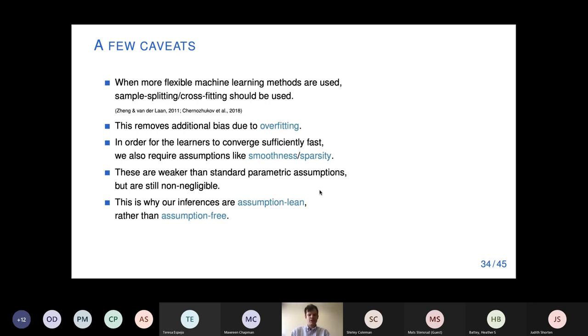For this reason, we've entitled our paper Assumption Lean Inference rather than Assumption Free, because of course we're always bringing in, at least under the hood, these assumptions regarding smoothness and sparsity.